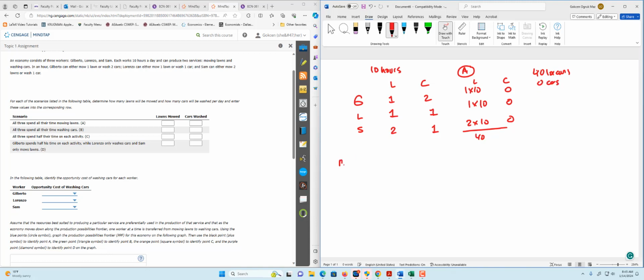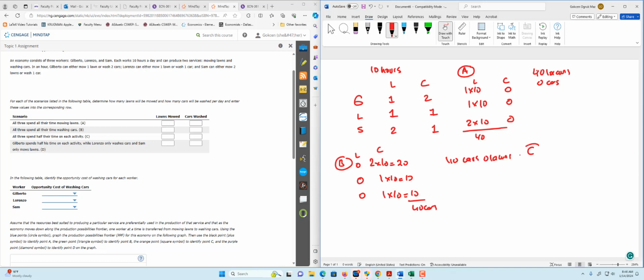So let's look at point B. For point B, we use all our resources for washing the car. So from Gilberto, it's 2 times 10, 20 cars, but 0 lawns, right? And for Lorenzo, it's 1 times 10, 10 cars, and 0 lawns. And for Sam, 1 times 10, 10. So we have 40 cars. So point B is 40 cars and 0 lawns.